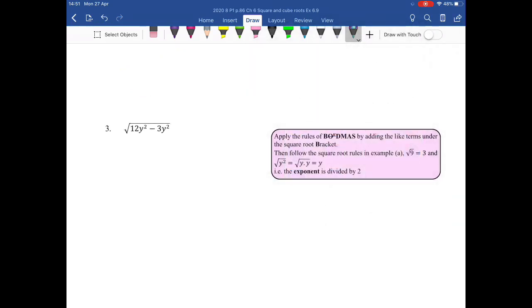Remember what we said, the root acts as a bracket. The other thing is you cannot split a root over plus or minus, only multiplication and or division. Now remember, root, either square root or cube root.